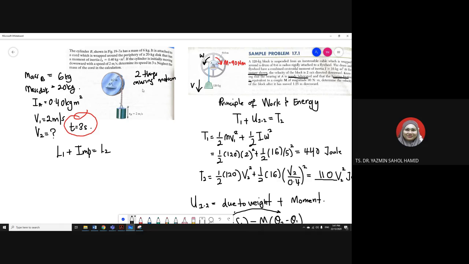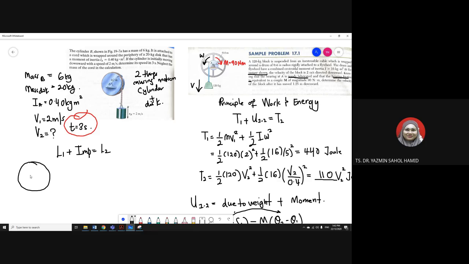It's the cylinder and the disc. So you need to write two equations: one impulse equation for the disc and the other impulse equation for the cylinder. Let's do it one by one. Let's write the principle of impulse and momentum for the disc. But before that, we need to draw a diagram. Let's draw the disc again.